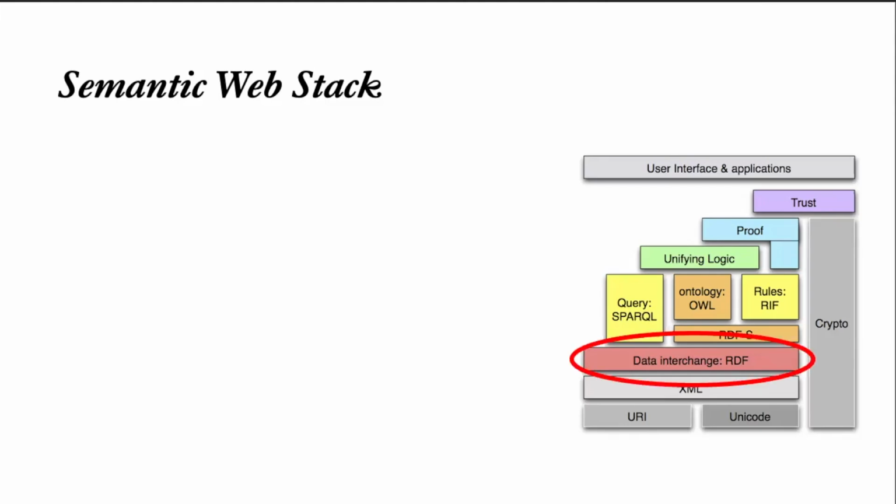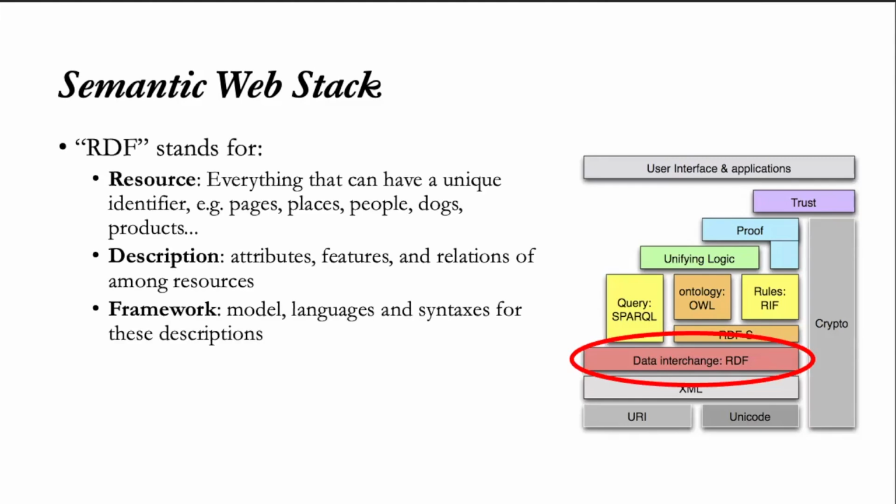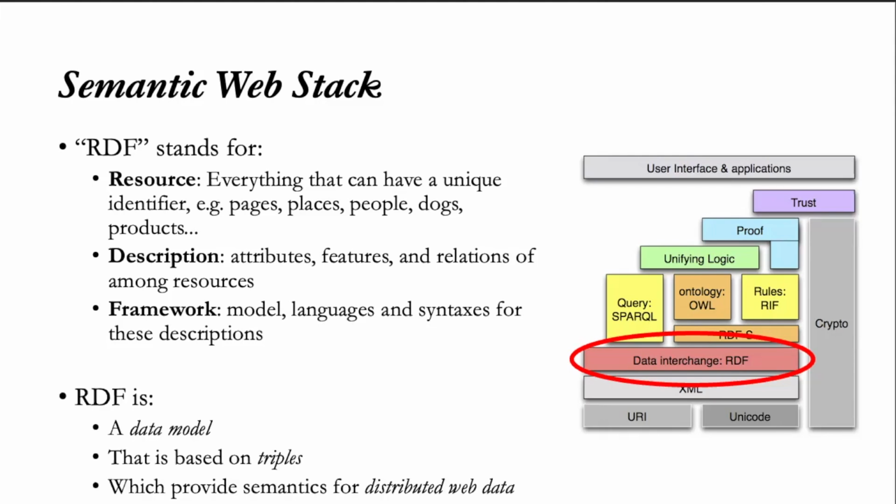First step, the data interchange format, RDF. RDF, Resource Description Framework. Resource: everything that can have a unique identifier, like a page or a place or a person or a dog or products, anything. Description: these are attributes and features or relations among resources. And then framework: a model, languages and syntaxes for those descriptions. That's breaking it down.